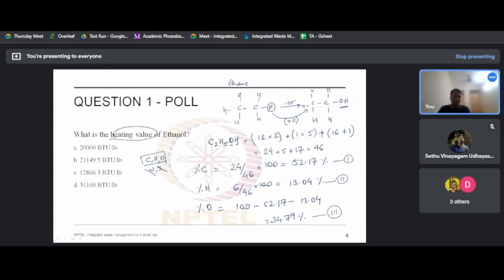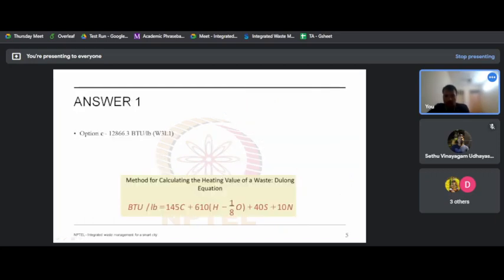So we have the percentage of carbon, hydrogen, and oxygen. In order to use Dulong's equation, whatever values we need, we have them now. We will go to the next slide to see the equation, and there itself we will solve for the final answer. So here you can see the heating value equation given by Dulong for a waste.